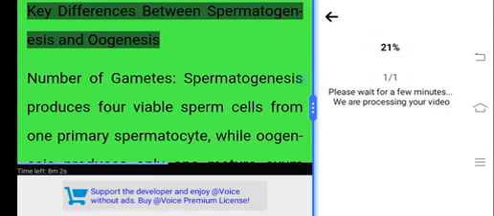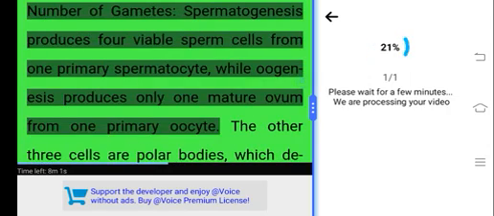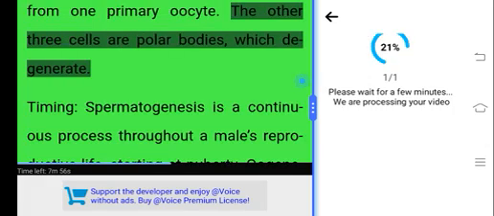Key differences between spermatogenesis and oogenesis. Number of gametes. Spermatogenesis produces 4 viable sperm cells from one primary spermatocyte, while oogenesis produces only one mature ovum from one primary oocyte. The other 3 cells are polar bodies, which degenerate.